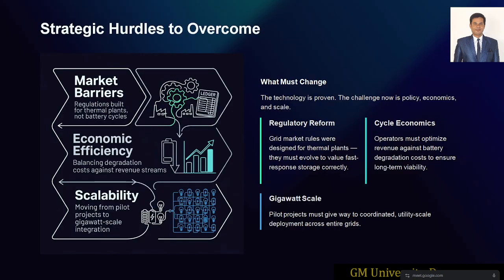Okay, next we'll see the different strategies to overcome the difficulties we are facing in satisfying the load demands, and the steps the various companies and investors have to take in the upcoming days. So let us look at these strategies with respect to market barriers, economic efficiency, and scalability.